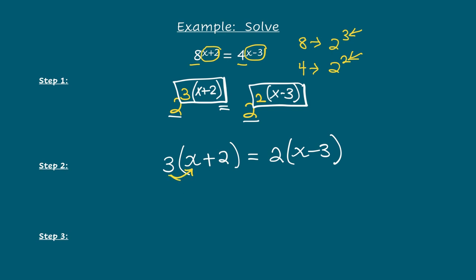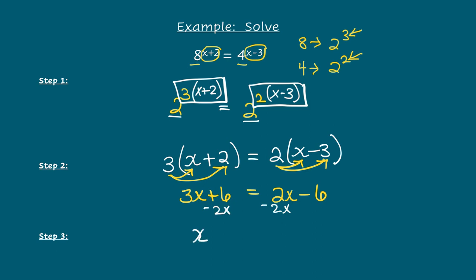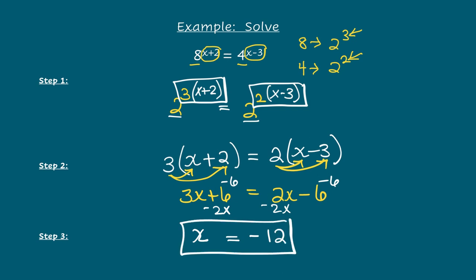So I need to distribute this 3 through, and I get 3x plus 6 equals 2x minus 6. I'm going to subtract 2x from both sides, and I get x, and I'm going to subtract 6 from both sides, equals negative 12. So negative 12 is my solution set.